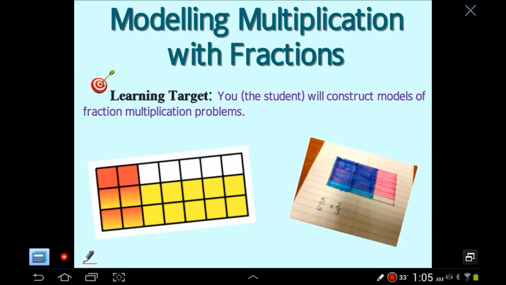Okay everybody, welcome back. This is Mr. Oliver. I'm going to go ahead and start you guys out on your next flip lesson, which is going to cover modeling. Modeling what? Well, I'm glad you asked. It's going to be on modeling multiplication with fractions.